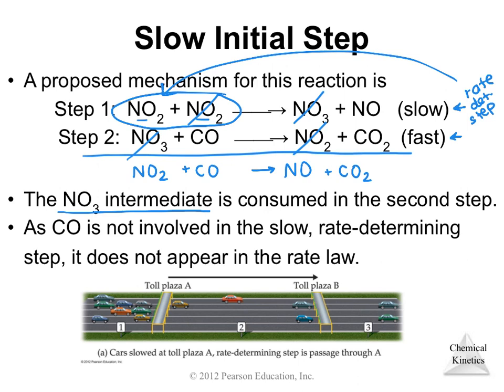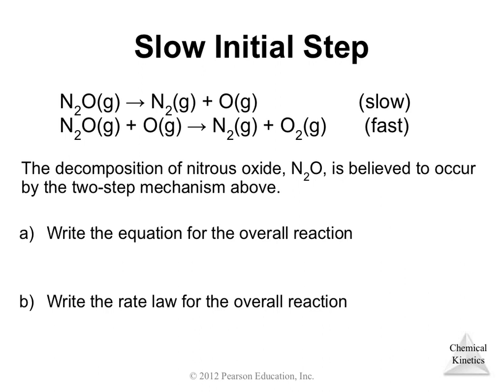So now, once we know the proposed mechanism, so these are both elementary reactions, we know which one is the slow step, we can determine the rate law. So the slow step is bimolecular, so rate equals K, and then it is NO2, and there's 2 of them, so it's going to be second order, which matches from the last slide the rate law we determined from the data.